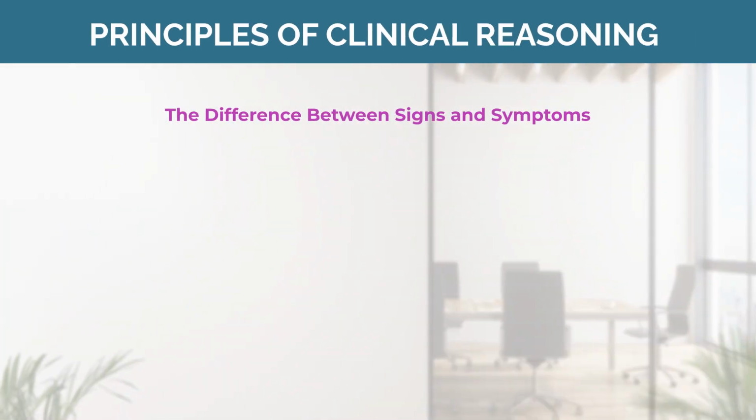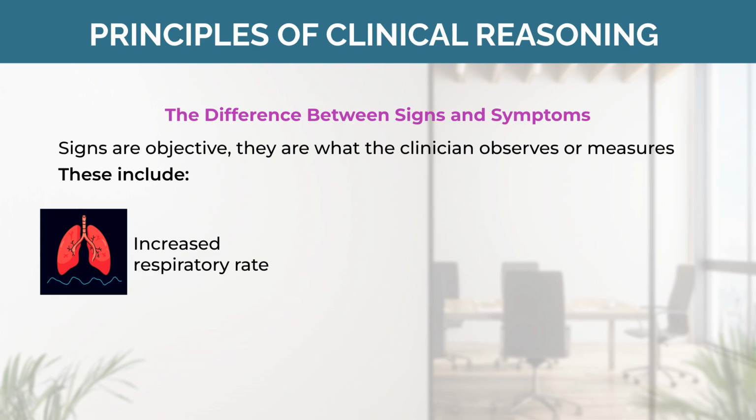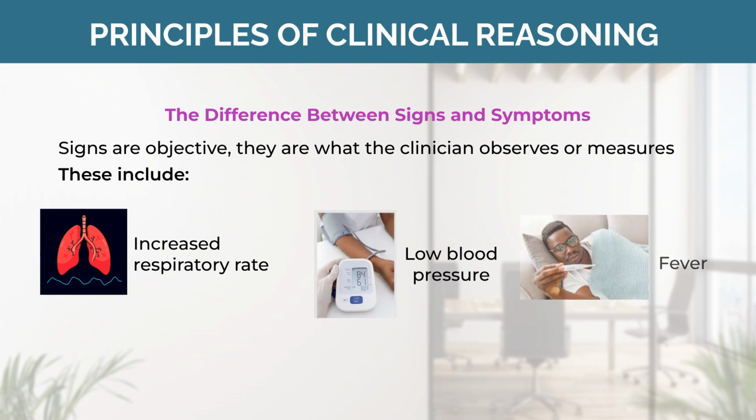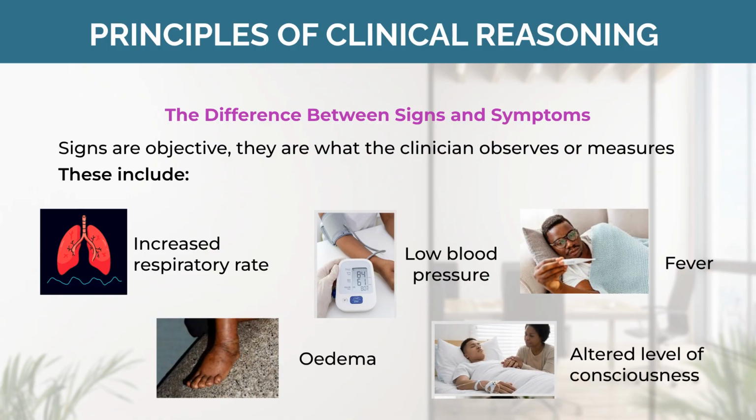On the other hand, signs are objective. They are what the clinician observes or measures. Examples include an increased respiratory rate, low blood pressure, fever, edema, or altered level of consciousness. A patient may not report feeling very ill, but a sign like a respiratory rate of 28 is a physiologic warning that must be interpreted.